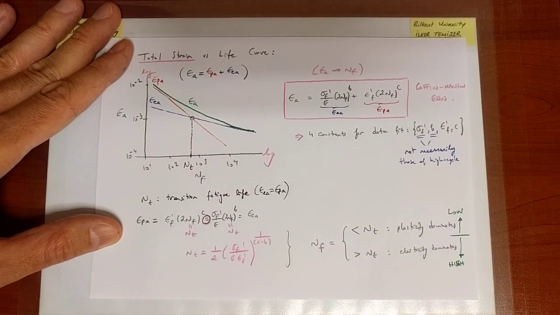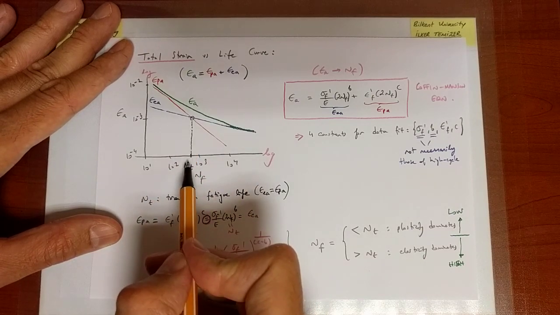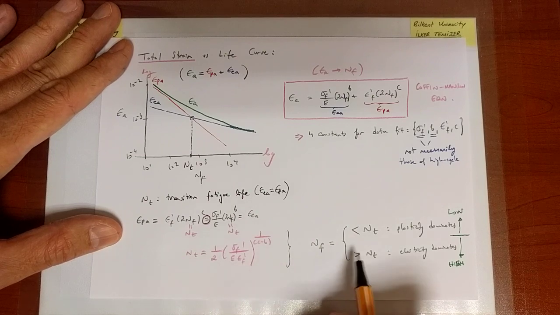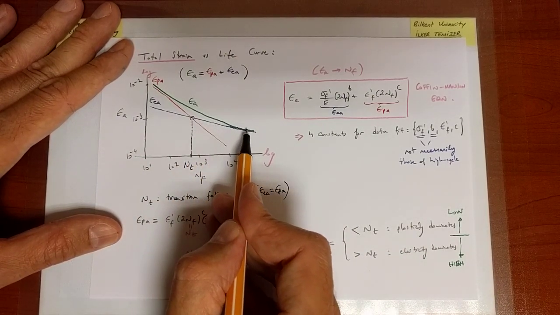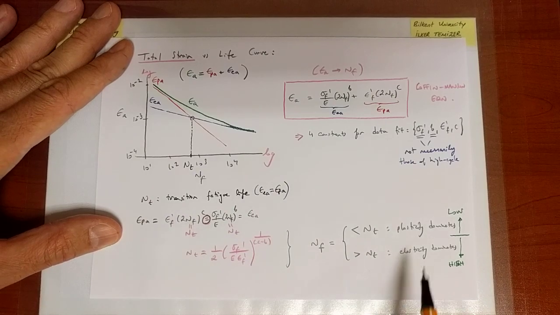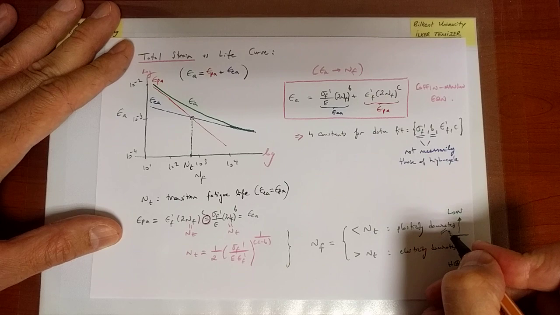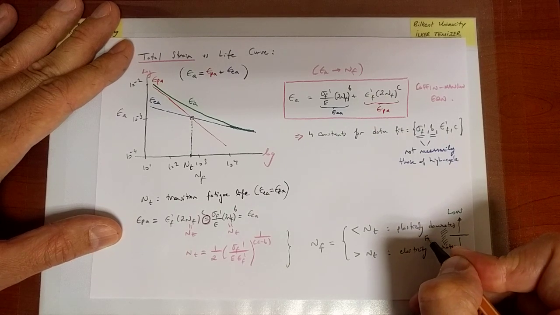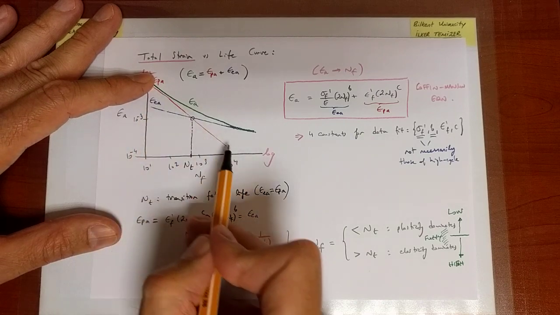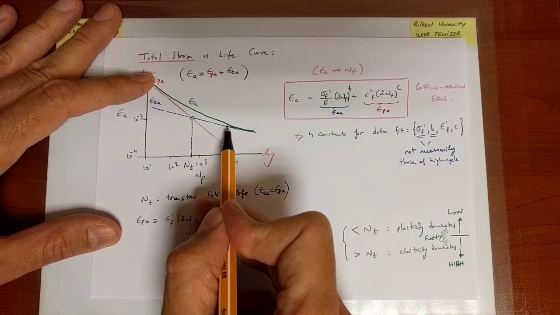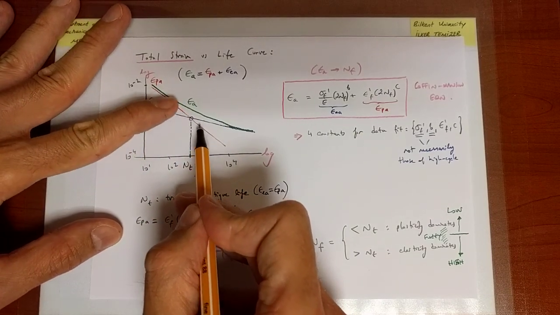But where does that transition occur? We see now that there is a number NT, the transition fatigue life, that helps us quantify that, because above a certain value, plasticity is negligible, elasticity starts to dominate, and we have high cycle fatigue, and low cycle in the other direction. But still, the transition is fuzzy, okay? Because certainly here plasticity dominates, certainly here elasticity dominates, but in this region it's not very clear.